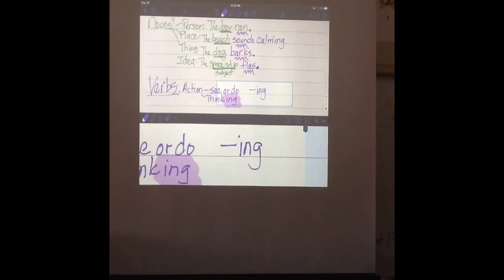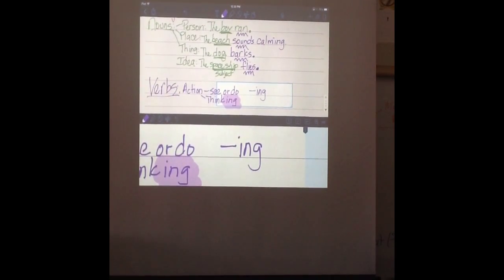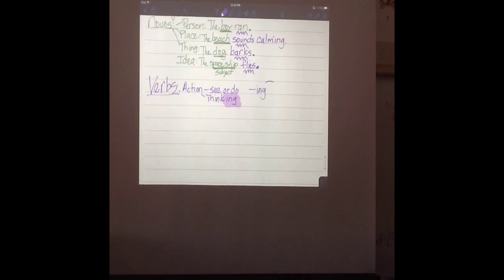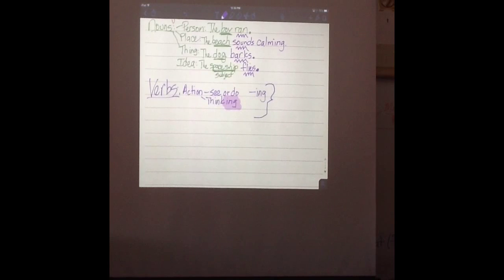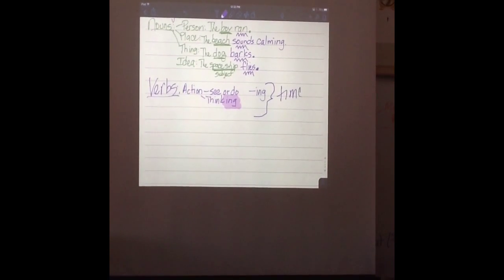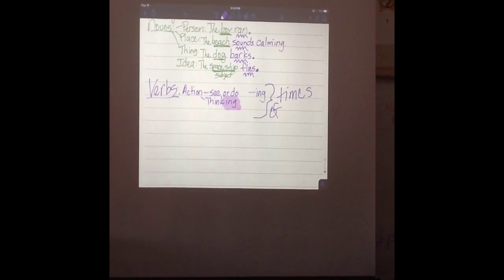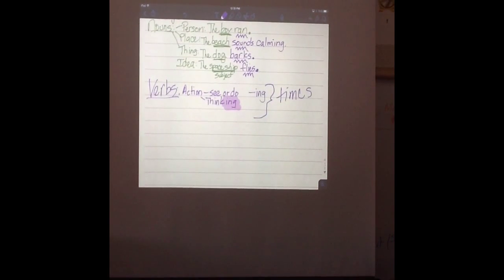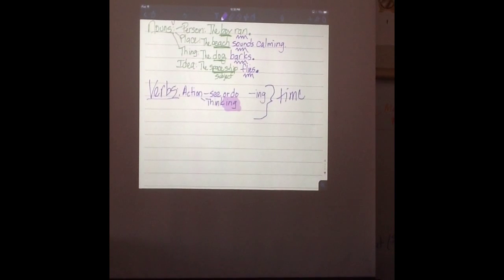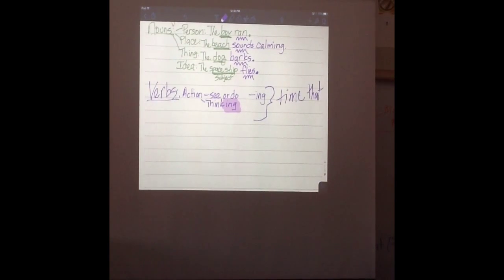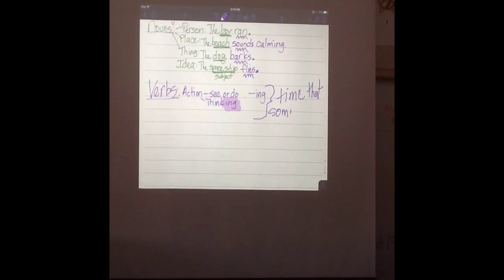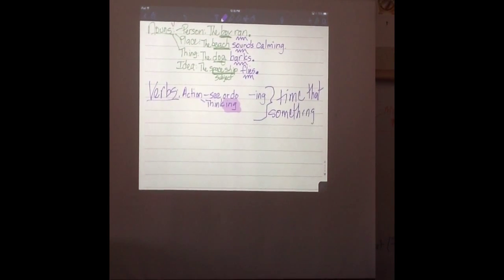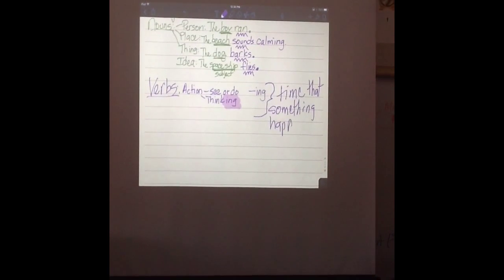And do you know, guess what verbs do? This is crazy, because you probably never thought about this before. It tells us the time of when something happens. Right now. Like that, the time that something happens. I like that better than what I was going to write. Can you still tell us what you're going to say? The time that something happens. Are you with me? Yes.